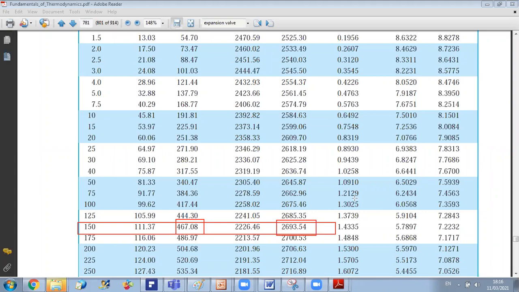Okay, so now how to find X? To find X, I know the value of H for my mixture. I know HF, I know HG. So I can use the formula for the quality.